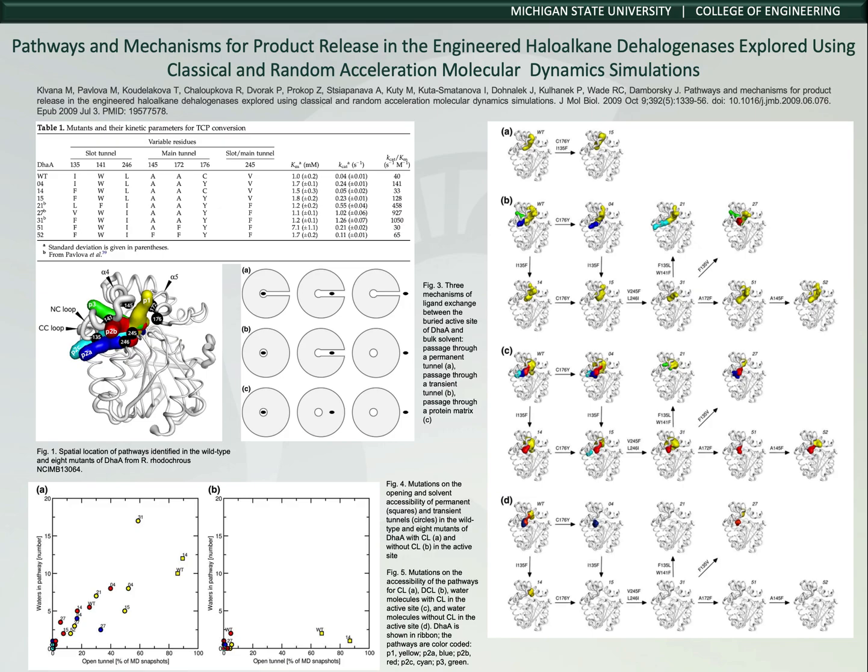And so all mutants showed an increase in the rate of TCP conversion except for mutant 14. This was due to the fact that a bulky residue at position 176 was essential for enhanced activity, and the highest increase in activity was determined for mutants carrying 2 aromatic substitutions in the main tunnel.